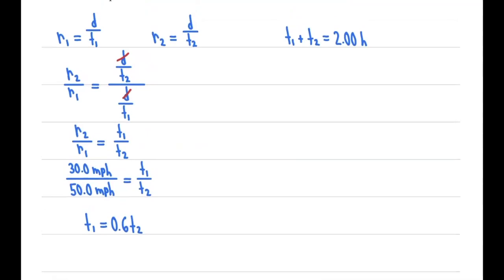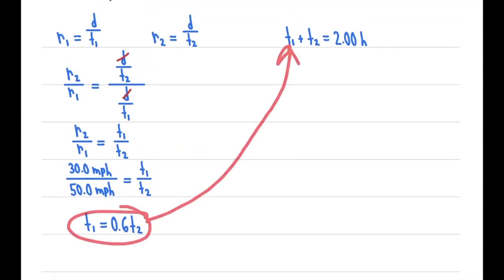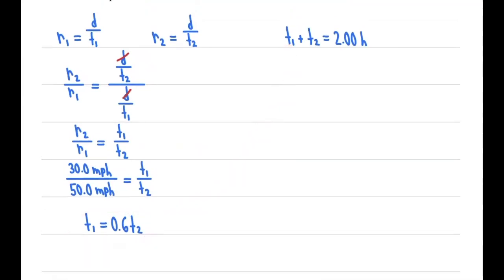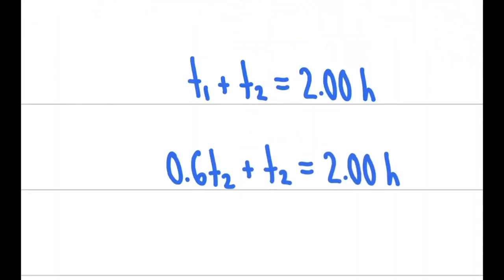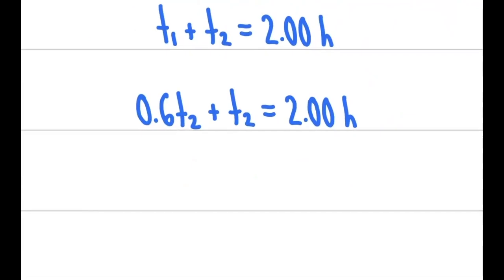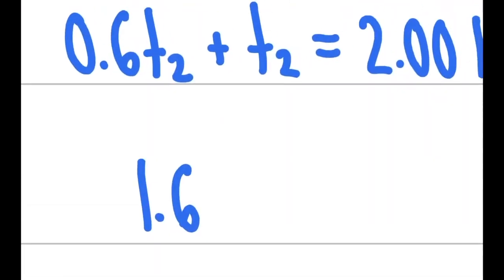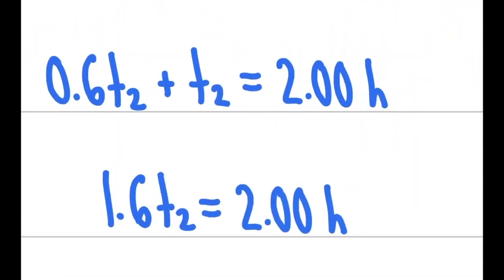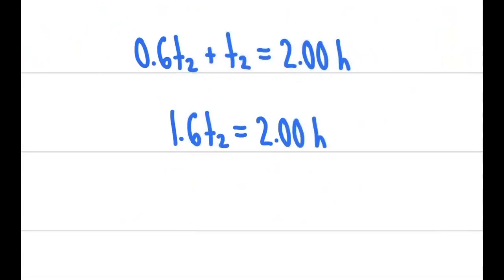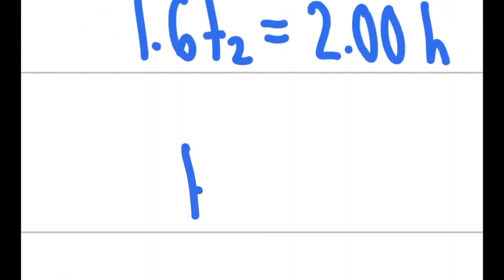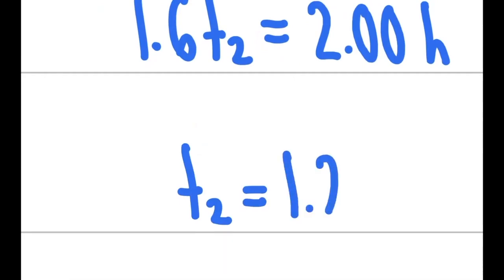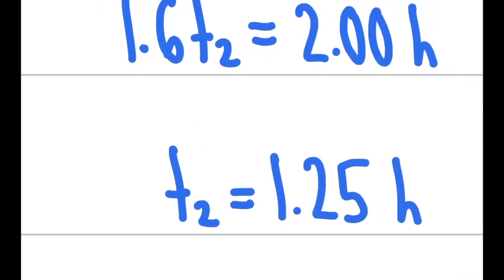Okay, so I can do some substitution here. T1, replace it with 0.6 T2. And we can solve for T2 now because it's the only unknown in the equation. So this is 1 T2, so 1 plus 0.6 is 1.6 T2, and that equals 2 hours. If you divide by 1.6, you'll get T2 is 1.25 hours.